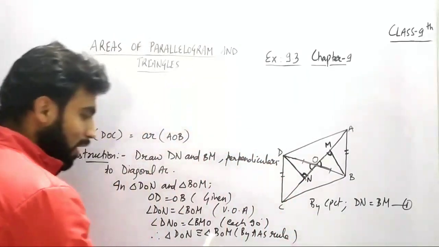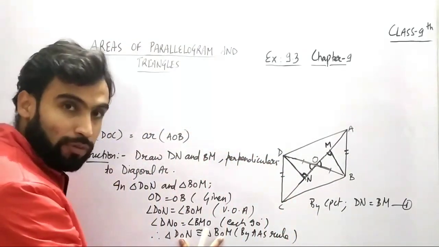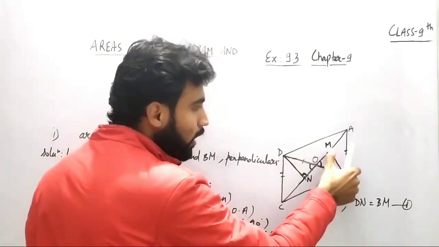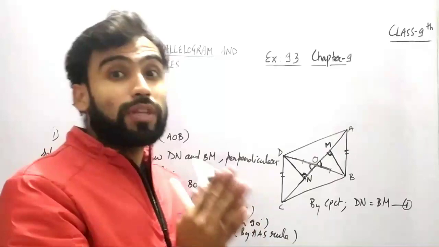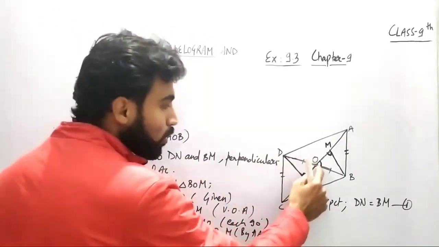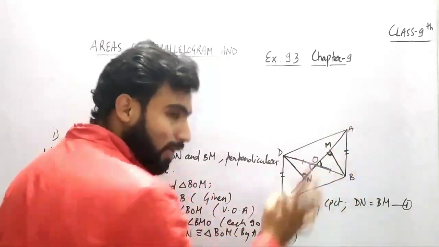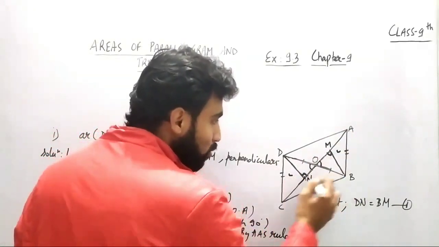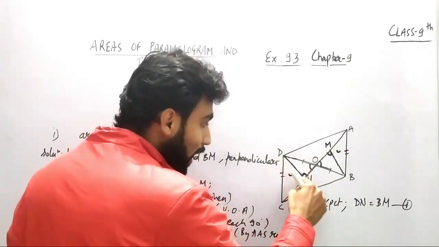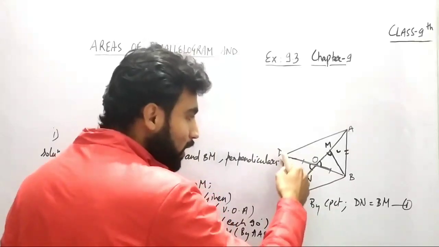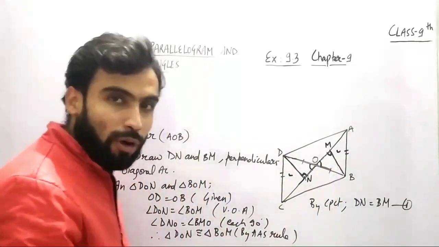Now you can see यहाँ पे हमने दोनों triangles को congruent prove कर दिया. Then by CPCT हमने prove किया that DN is equal to BM, right? Now the second step to prove that the area of triangle DOC is equal to AOB is that we are going to take these two triangles forming here, that is DNC and you can see BMA, right? Or you can say DCN and BAM, whatever you call it, right?